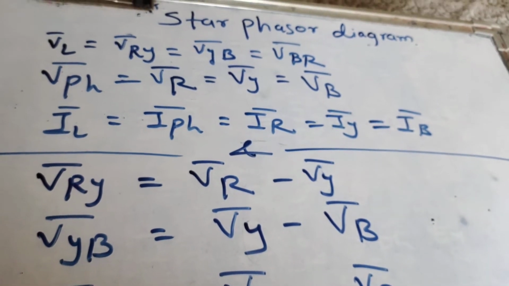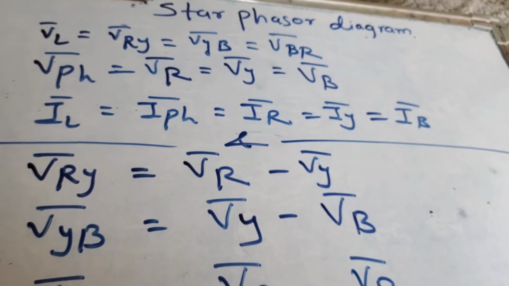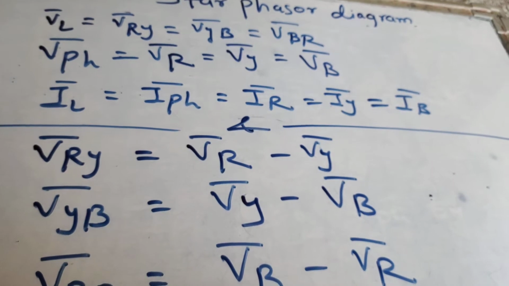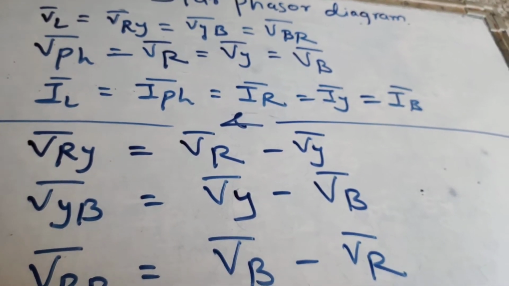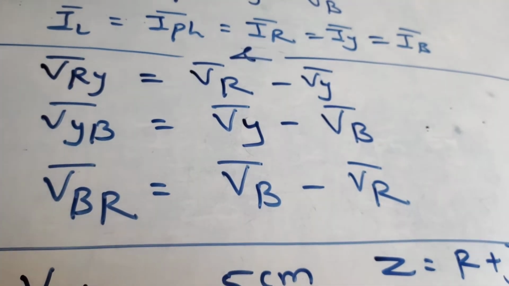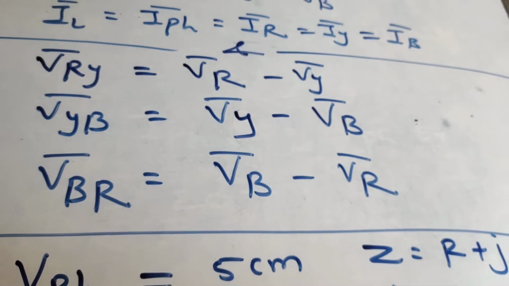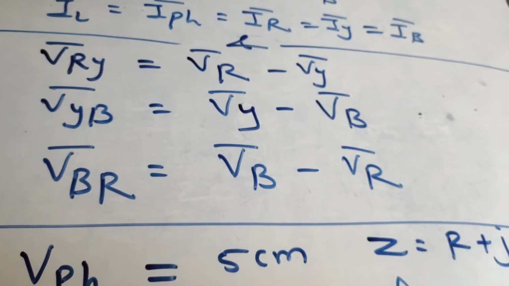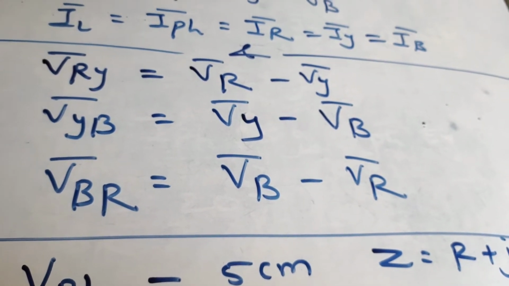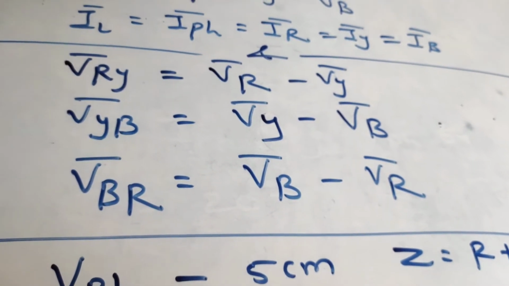Similarly, VRY bar is equal to VYB bar, VBR bar, and also for phase voltage, line voltage is equal to phase voltage. One more important relation: VRY bar is equal to VR bar minus VY bar. Similarly for VYB bar and VBR bar. These relations we got from the circuit diagram, phasor addition or vector addition.